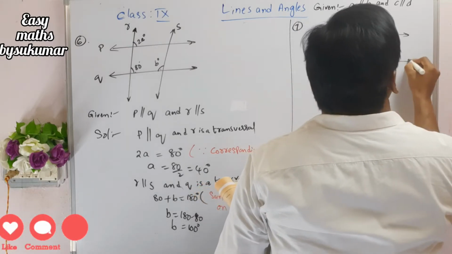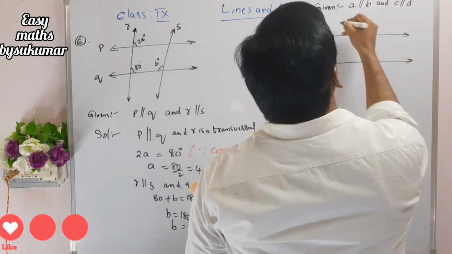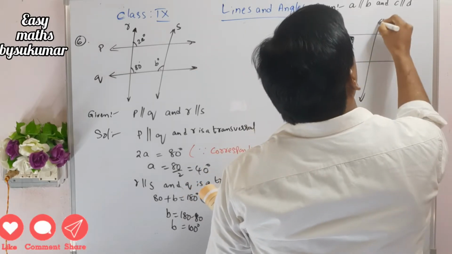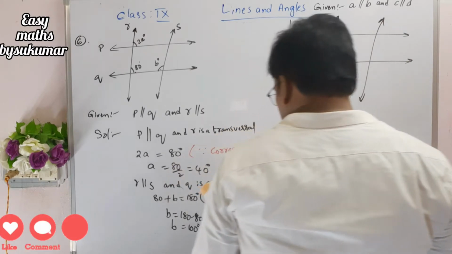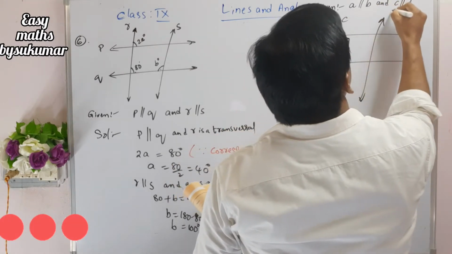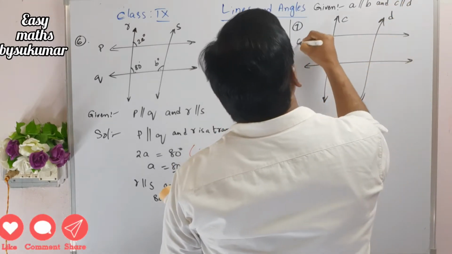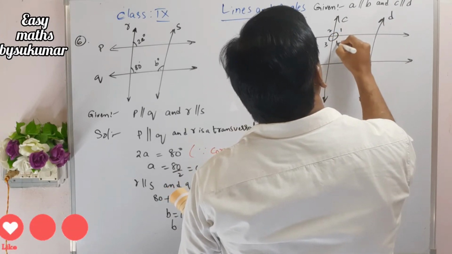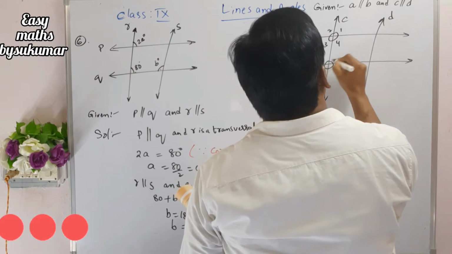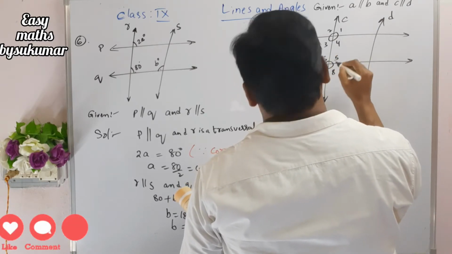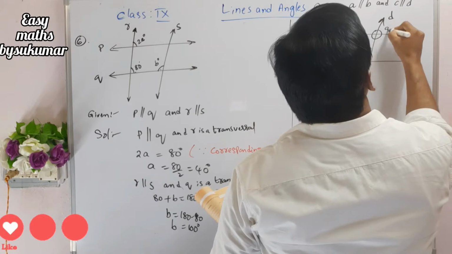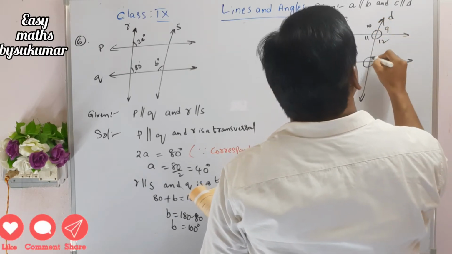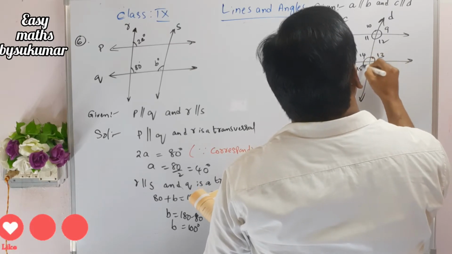Okay, let me draw the figure here. So here this is a parallel line and this is also a parallel line. Both are parallel to each other. There are two pairs of parallel lines here. This is C and this is D, and this is A and this is B. So here 1, 2, 3, 4, this is 5, 6, 7, 8, 9, 10, 11, 12, and this is 13, 14, 15, 16.